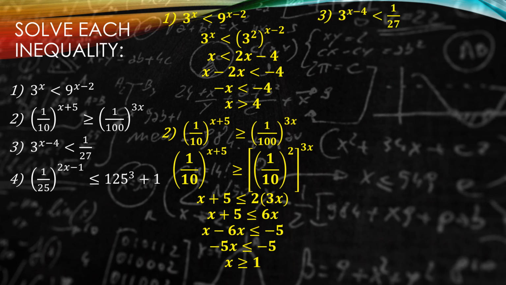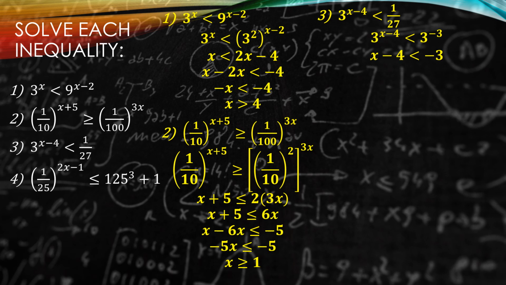Number 3. So, we have 3 raised to x minus 4 is less than 1 over 27. So, itong 1 over 27, yung reciprocal, pwede siyang 3 raised to negative 3. So, 3 raised to negative 3, that's equal to 1 over 27. Okay, so since the same na ang kanilang bases, let's copy the exponents and the sign. So magiging x minus 4 is less than negative 3.